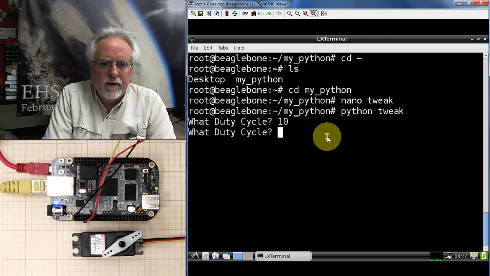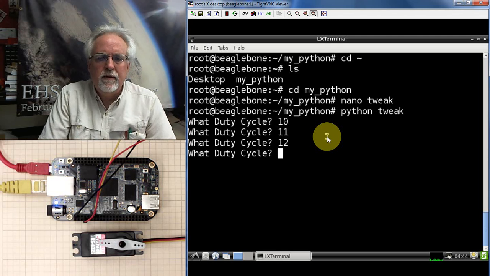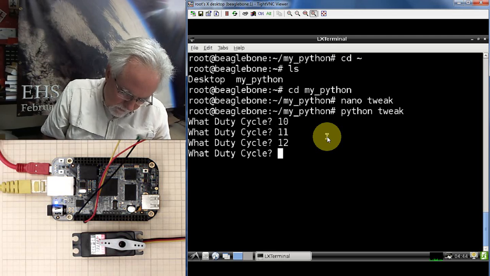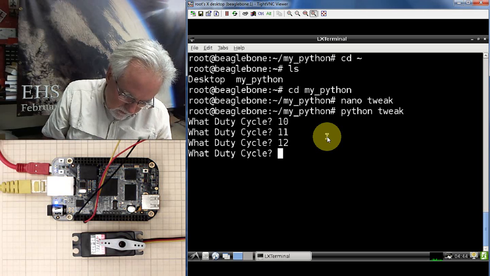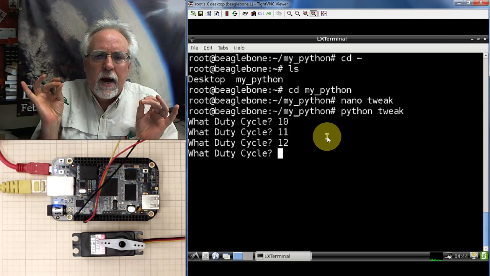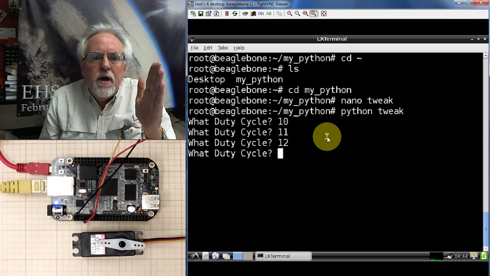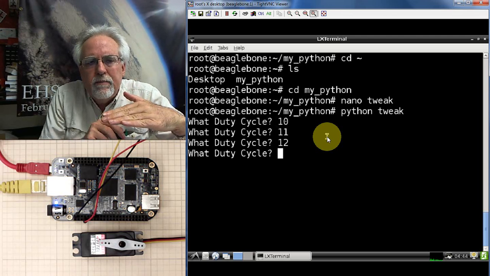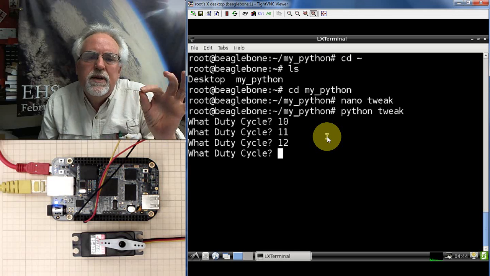That's not quite full right. Let's try 11. That's not quite full right. 12. Boom. That looks like perfectly full right. So I'm making note that for me, full right is a duty cycle of 12. Your servo will be different, but write this number down. What number took you just to full right? Don't keep going because then your number will be wrong, but see which one takes you just to full right.